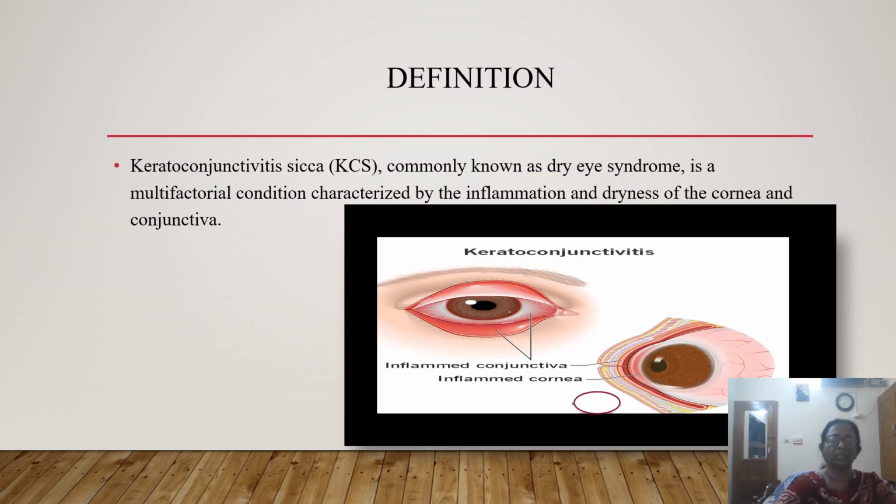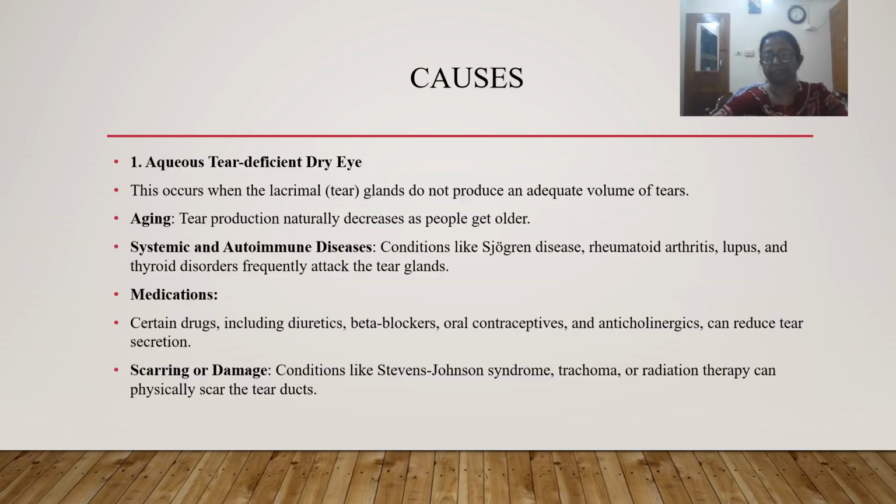So the definition: KCS or keratoconjunctivitis sicca is commonly known as dry eye syndrome. It's a multifactorial condition characterized by inflammation and dryness of the cornea and the conjunctiva. Causes: aqueous tear deficient dry eye. This occurs when lacrimal glands do not produce adequate volume of tears. And aging: tear production naturally decreases as people get older.